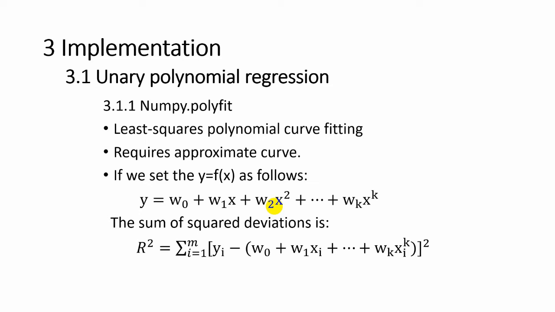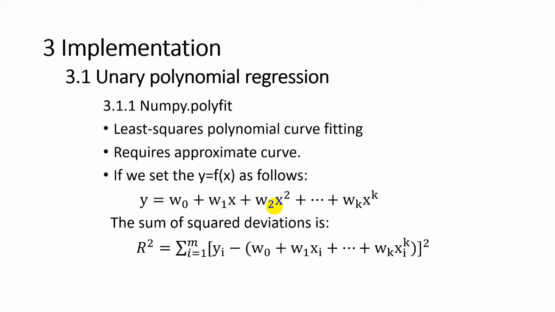Now it comes to the implementation. We use the polyfit function in numpy to implement unary polynomial regression on datasets. The polyfit function given by numpy is least squares polynomial curve fitting. According to the given m points, it does not require the curve to pass exactly through these points, but is an approximate curve. Assume y to be the exact curve.